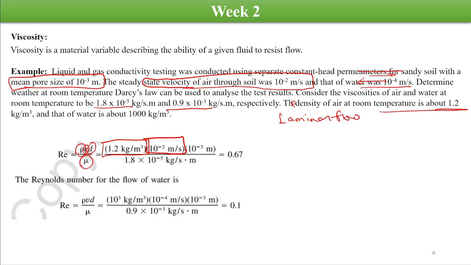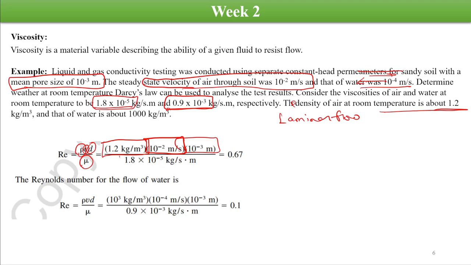So if we put that here, the pore size diameter is 10 to the power minus 3 meter, and then we'll need the dynamic viscosity. Consider the viscosity of air and water at room temperature. For air, it is 1.8 into 10 to the power minus 5, and for water, it is 0.9 into 10 to the power minus 3.